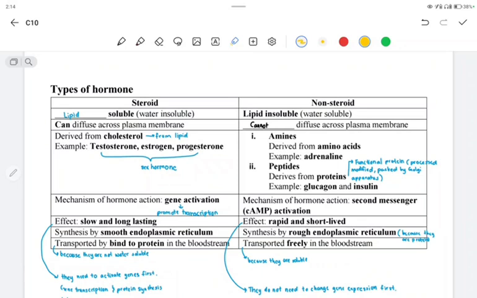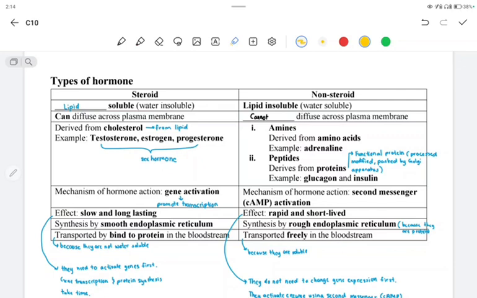And then our steroid hormone, we derive it from cholesterol, which comes from lipid. Examples include testosterone, estrogens, and progesterones, which we know as sex hormones. And then our steroid hormone is going to undergo a mechanism which we call gene activation that promotes transcription.